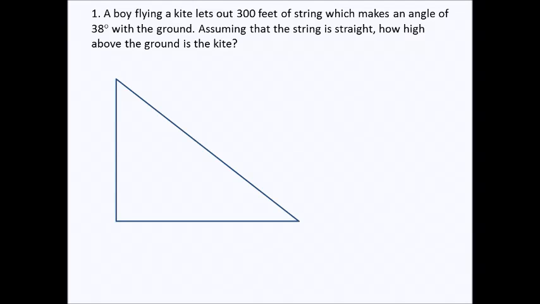A boy flying a kite lets out 300 feet of string, which makes an angle of 38 degrees with the ground. Assuming that the string is straight, how high above the ground is the kite? The first step is to draw a triangle, a right triangle. We're told that 300 feet of string makes an angle. So which part of the triangle represents the string? The hypotenuse. The string makes an angle with the ground, so it's the hypotenuse which represents the string.